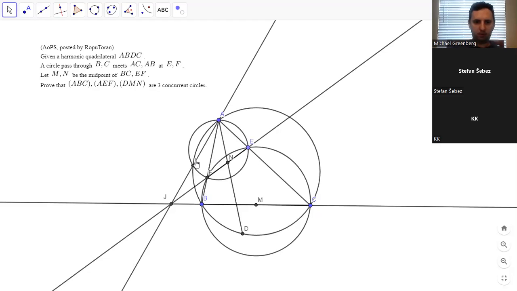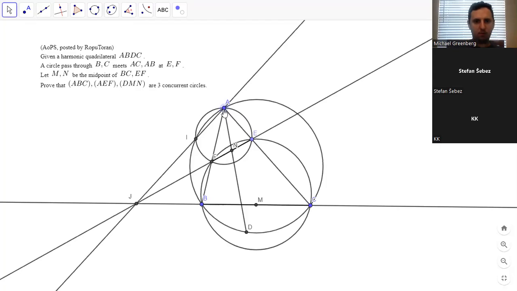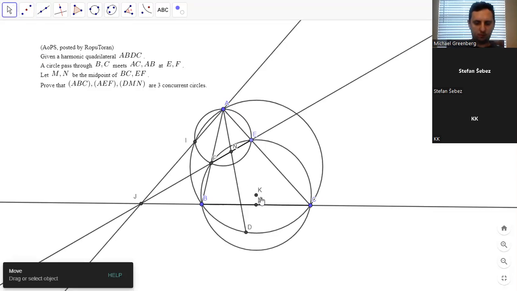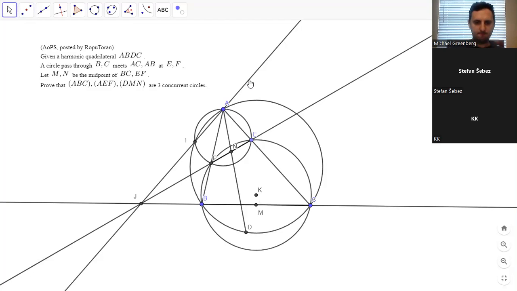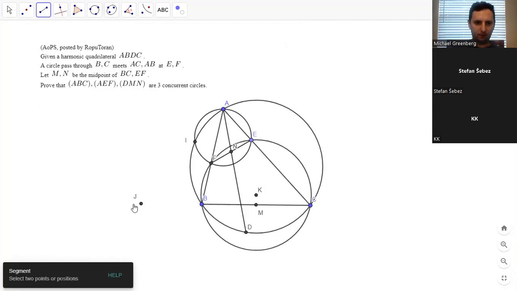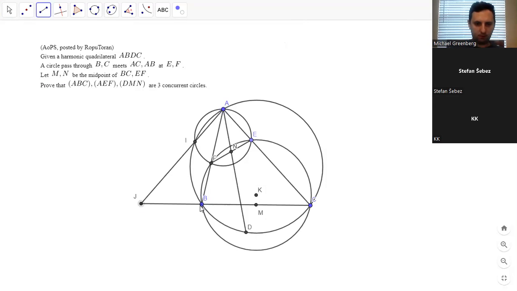All right. Also drawing the center of BFEC. Okay. Then we have that angles K. Oh, wait, sorry, I'm making it look better. We will actually show that J, I, N, K, M, D is cyclic. Okay. All of these lie on a circle.